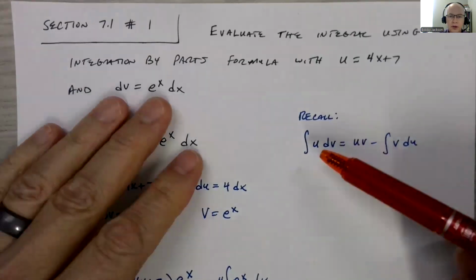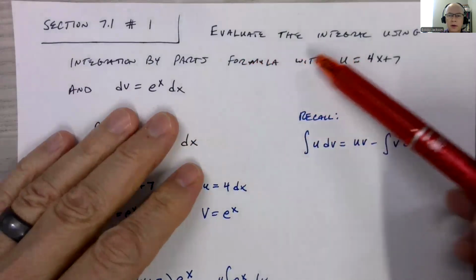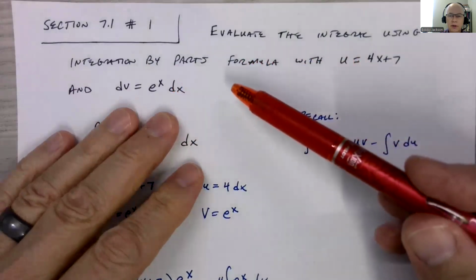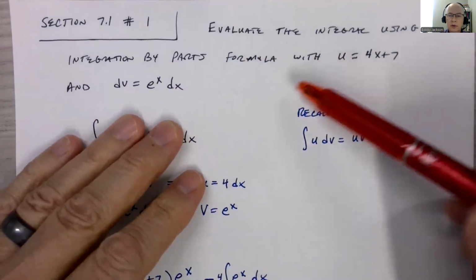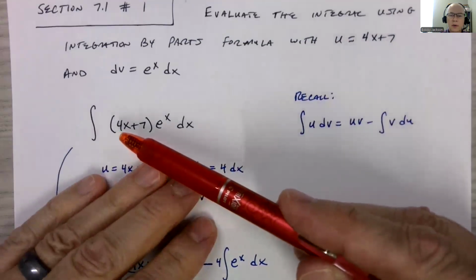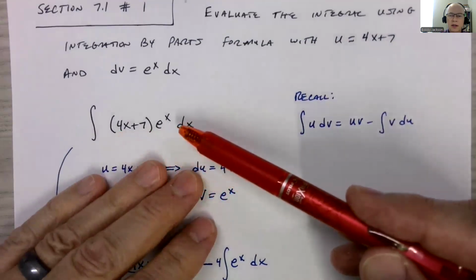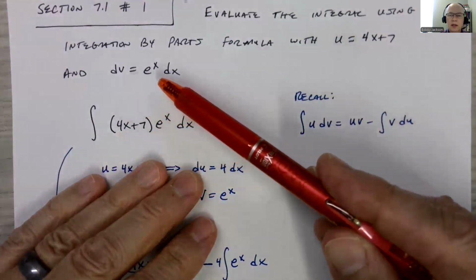Let's take a look at the first one in section 7.1. We're going to evaluate the following integral using the integration by parts formula, and they even give us the values of u and dv. So we're going to integrate the quantity 4x plus 7 times e to the x dx. We're going to let u be 4x plus 7, dv be e to the x dx.